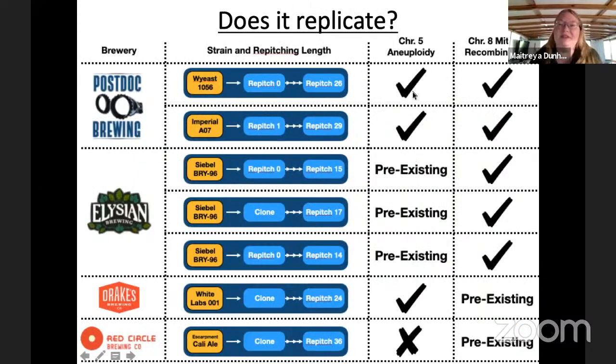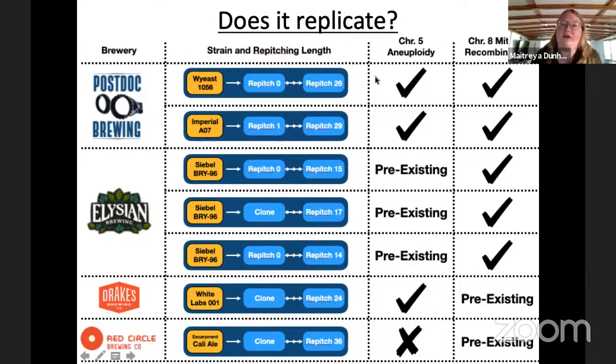After doing this, which took like 6 months of beer and then all the analysis, Tom did it again for us and collected a second time course. We were also able to find brewers at Elysian, a local Seattle brewery, Drake's and Red Circle, who use similar but not identical strain backgrounds. This is one family of strains again, and they carried out time courses for us and collected samples. And to our great astonishment, we found not just the same types of events, but exactly the same chromosomal events.